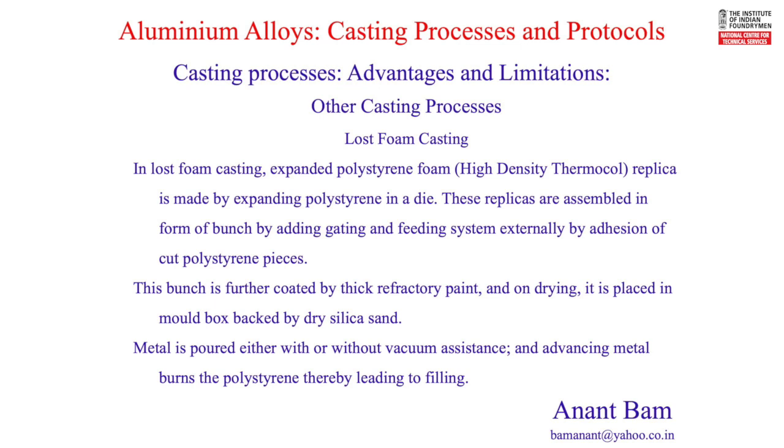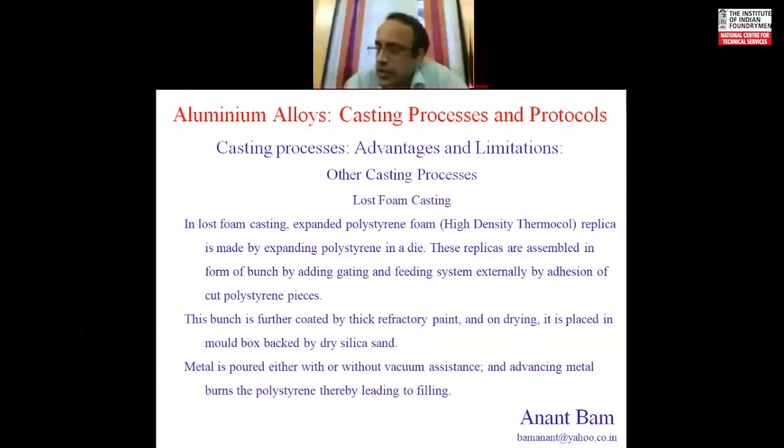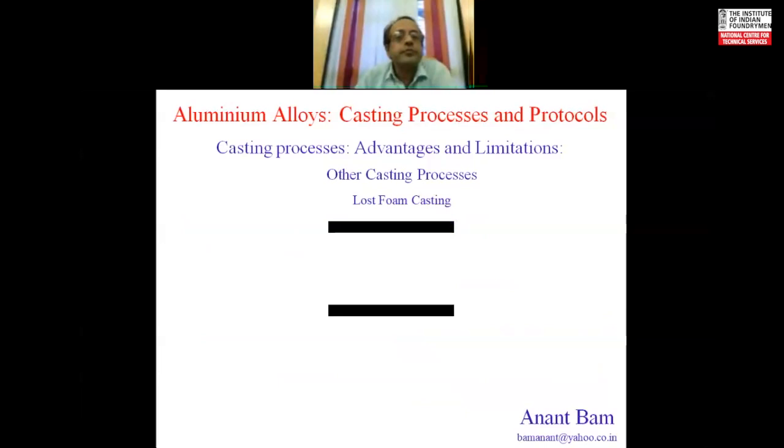The volumetric product of this combustion is very, very low. If you consider in percentages, the outcome of the combustion is hardly 0.2% by volume of the polystyrene itself. And this often goes along with the metal flow and comes out through the exit riser. In case of vacuum assisted casting, it comes out very easily. You can see an animated video of lost foam casting. This is by courtesy of JK Equipment, Ahmedabad.